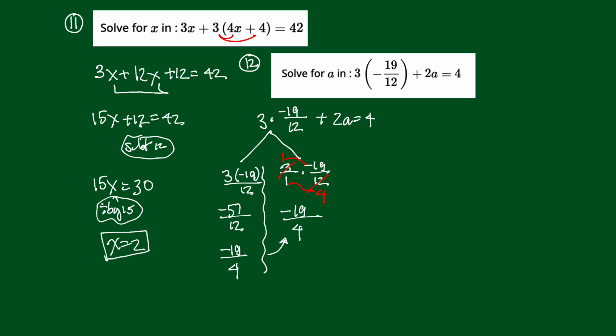All right, so what we've done is we've done this part right here. We've done 3 times the negative 19 over 12, and we end up with negative 19 over 4. So let's write that. So it's going to be negative 19 over 4 plus 2a. That's equal to 4.